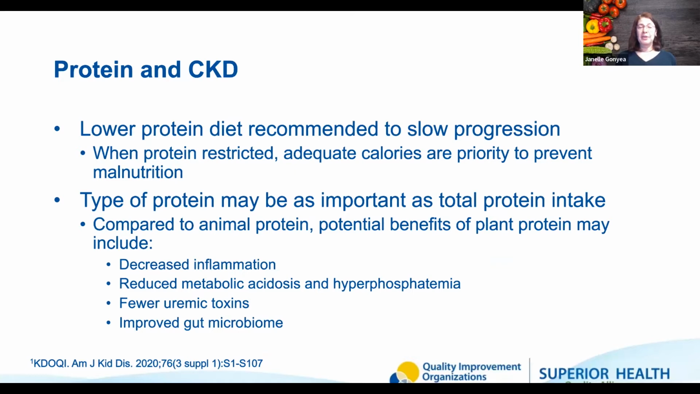And we also know that the type of protein is extremely important, and that's new in the realm of CKD diet. We've learned that compared to animal protein, vegetable-based proteins have a lot of benefits, such as decreasing inflammation, reducing the metabolic acidosis and hyperphosphatemia. As we mentioned, fewer uremic toxins are produced, and it improves the gut microbiome. So all of these things are very protective of kidneys. So we want to look at the type of protein. Next slide, please.